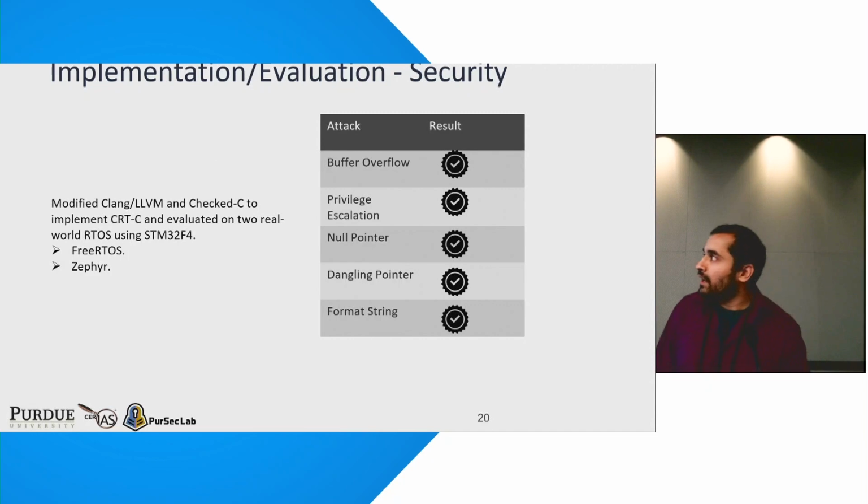To implement CRTC, we used a couple of projects. We modified Clang for type safety and other stuff like that. We modified LLVM, where we do a lot of our analysis. We also modified Checked C because we add some more restrictions and more type safety compared to vanilla Checked C. And we evaluate our implementation on two real-world RTOSes, FreeRTOS and Zephyr. The platform that we used was STM32F4.